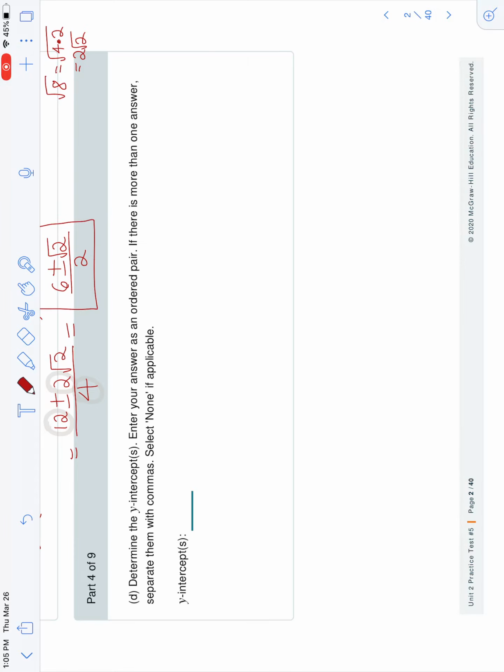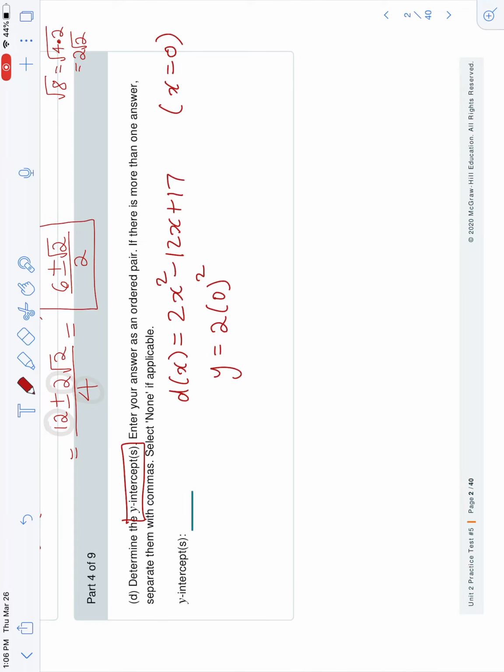This time, they want you to determine the y-intercept. Now, remember, y-intercept is the easier one. I'm opening my phone so that I can look up the function. The function is d of x equals 2x squared minus 12x plus 17. So in order for you to find the y-intercept, what do you do? You plug in x equals 0, right? So let's find that. Y equals 2 times 0 squared minus 12 times 0 plus 17.